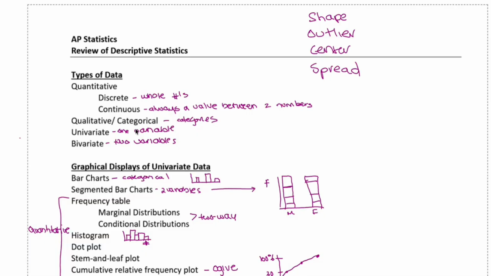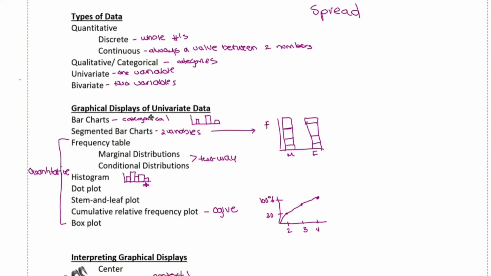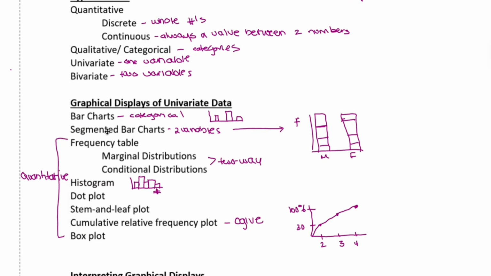And also we have univariate data, which just means one variable, and bivariate data, which means two variables. And just a quick review of SOX. How are you going to describe data? Every time you do that, you're going to mention those four things: shape, outlier, center, and spread. So SOX. And graphical displays of univariate data are the following.